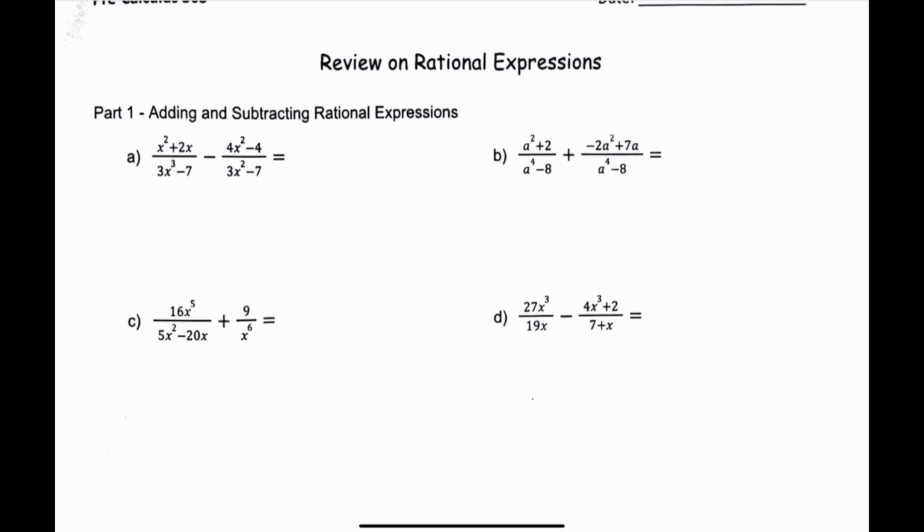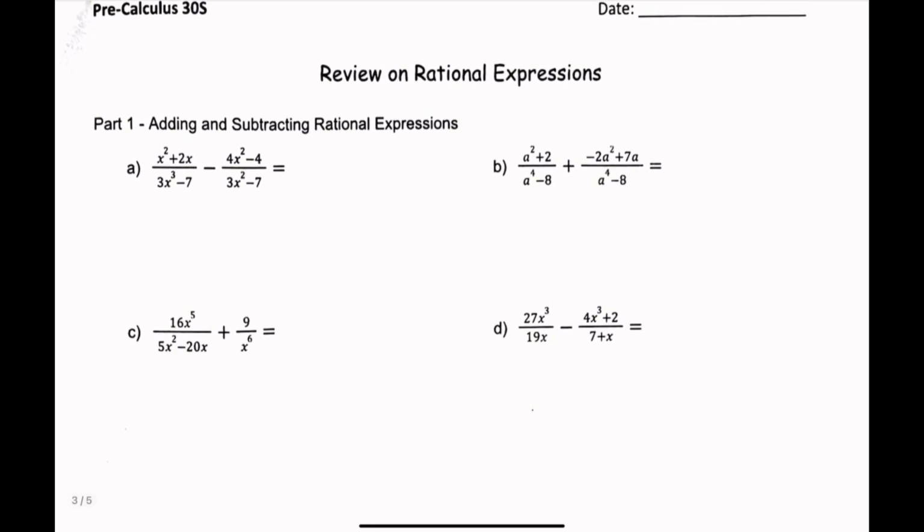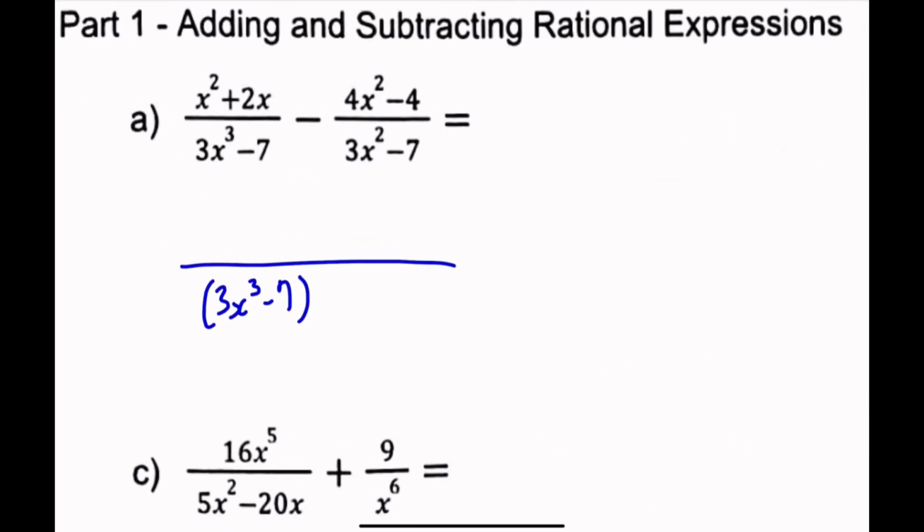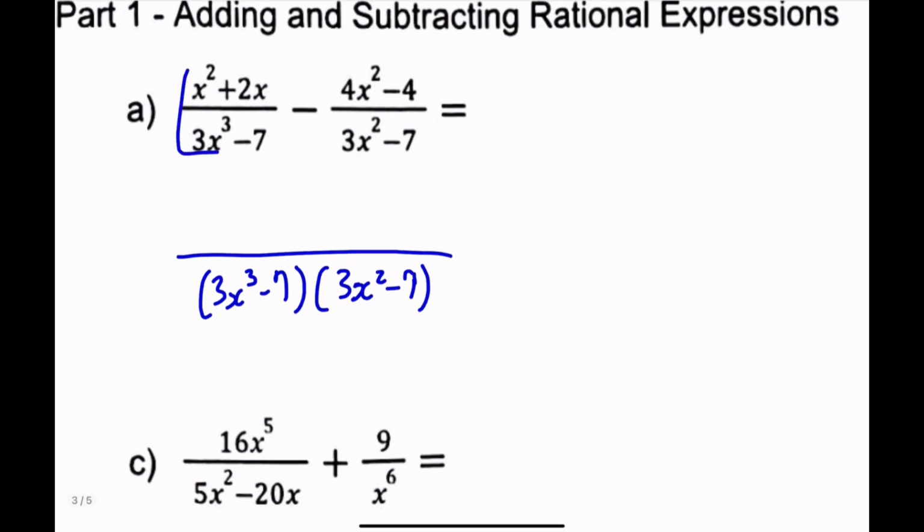Okay, so for this one, part 1, number A. Obviously these two denominators are different, so let's just multiply them together to get the common denominator. So the common denominator is going to be 3x cubed minus 7 times 3x squared minus 7. And for the first fraction, you have to multiply 3x squared minus 7 to the numerator also.